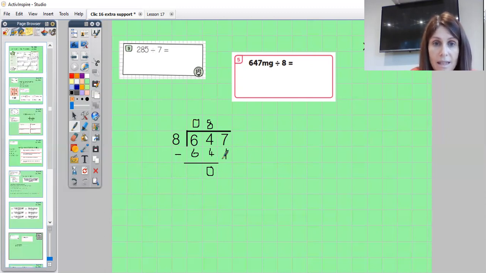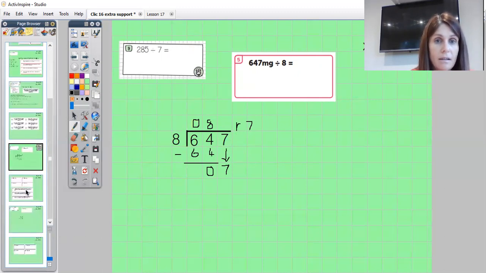Then I'm going to bring my 7 down, and I say, how many 8s go into 7? Well, we know that they don't. So that means that I've got a remainder of 7. Okay, I can't take 8 away from 7. I haven't got enough. So my answer to this one would be 8, remainder 7. Okay, so follow the same method. That's all you need to do.